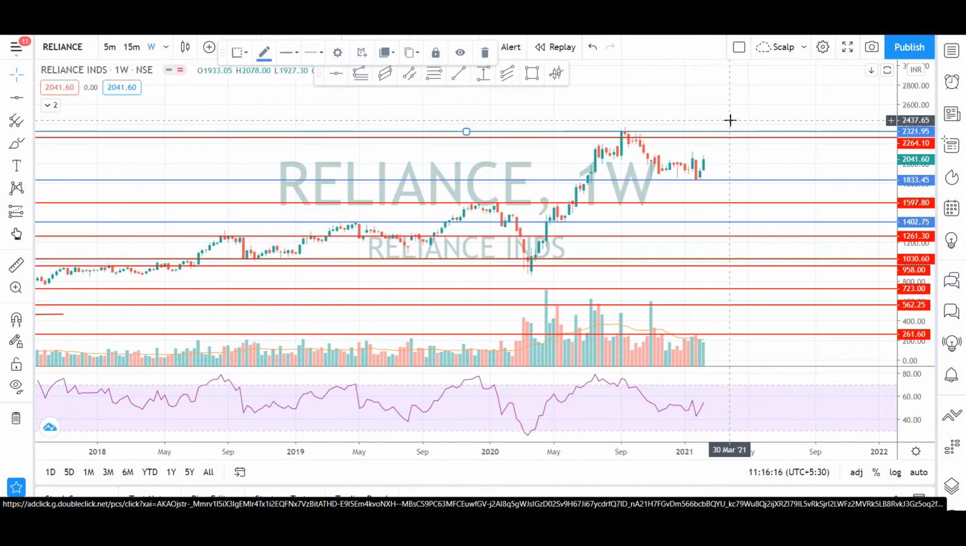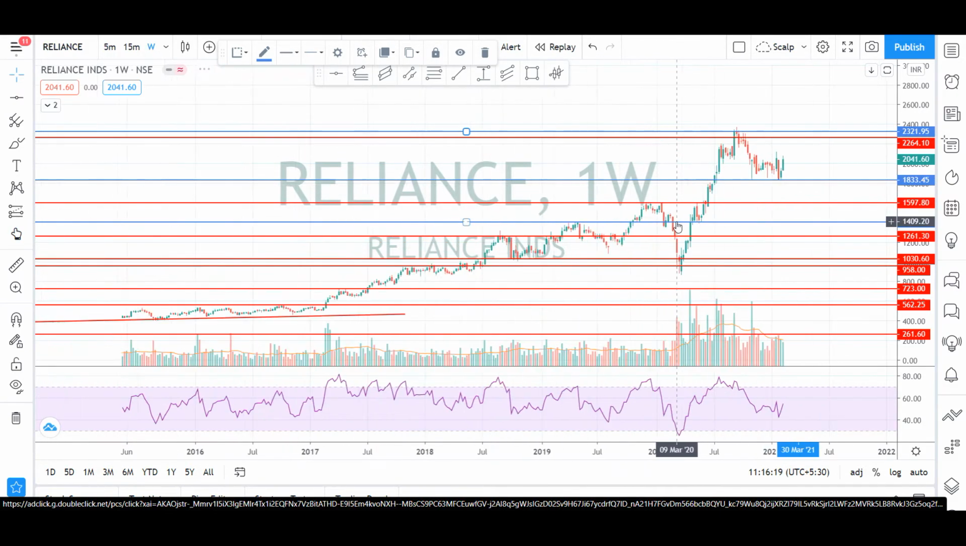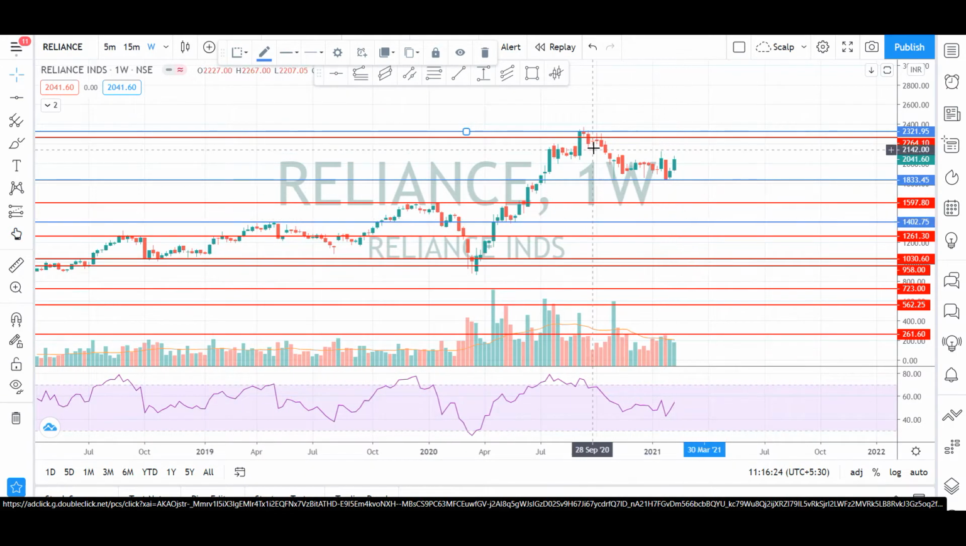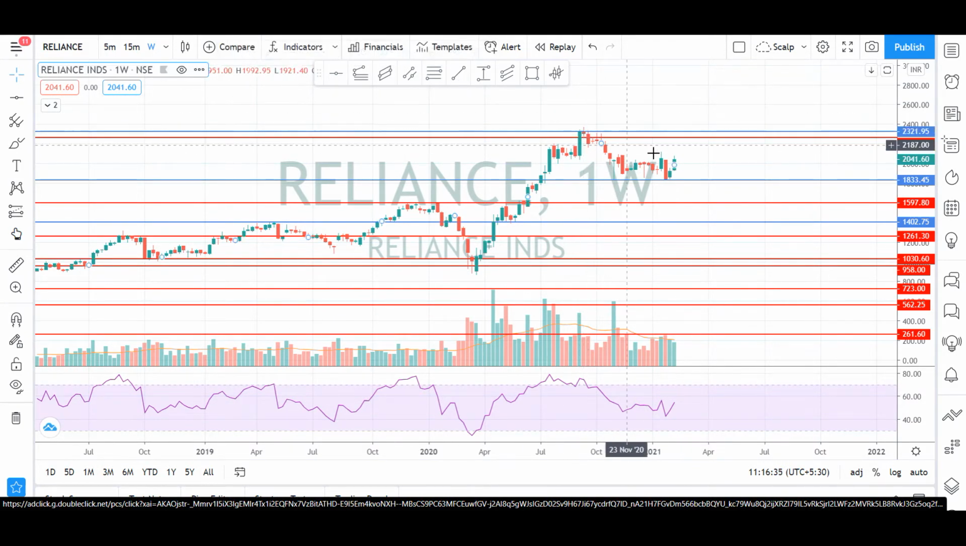Now if you would have seen, Reliance came down. We already had this level somewhere. Reliance came down and it has taken support exactly at this point, right? And it is now moving up. If you look at it this way, another trendline we will try to form here.